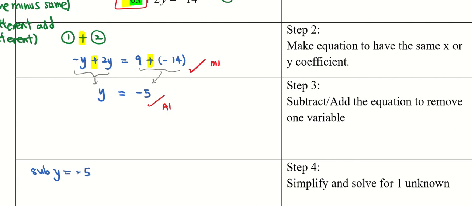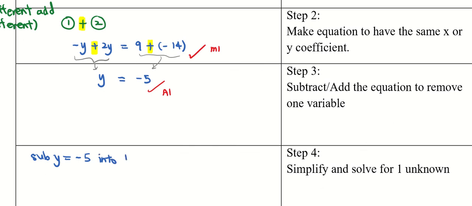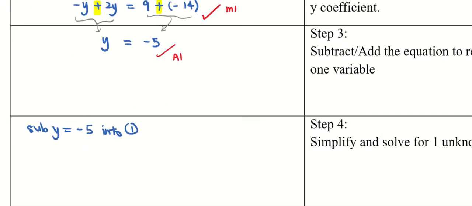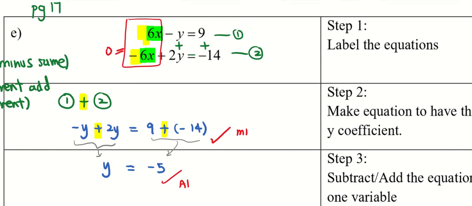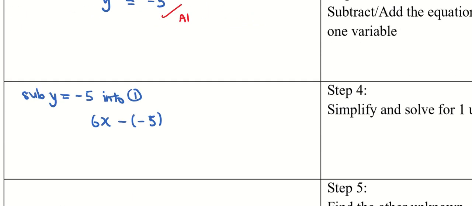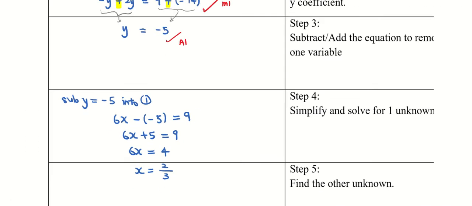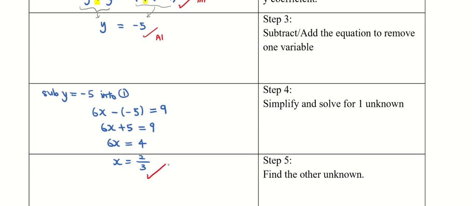Does it matter which equation that we sub into? It doesn't matter. But I will just choose equation 1. I'll just sub it back, 6x minus y. But my y becomes negative 5, so I'm very careful to put brackets over here. 6x minus y equals to 9. So now I will have 6x plus 5 equals to 9. 6x equals to 4. Simplify, x is 2 over 3. So I managed to get my value for x.